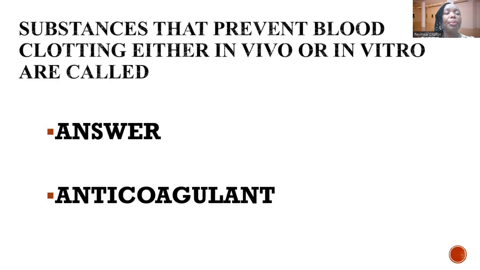Substances that prevent blood clotting, either in vivo or in vitro, are called what? Answer: anticoagulants. Substances that prevent blood clotting, either in vivo or in vitro, are called anticoagulants.